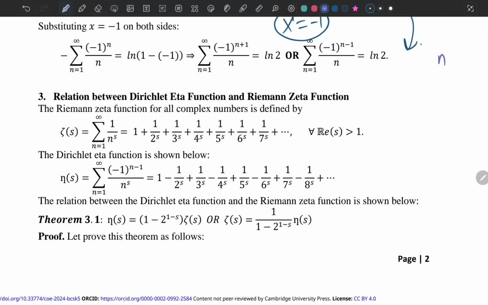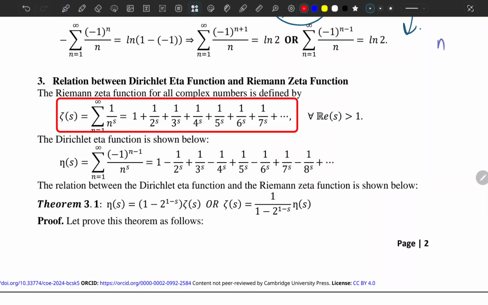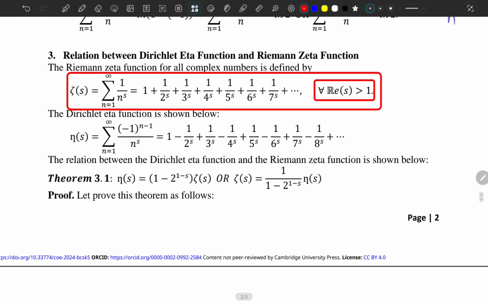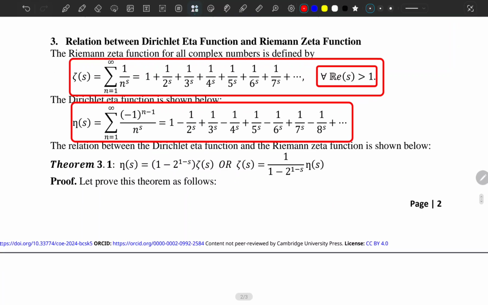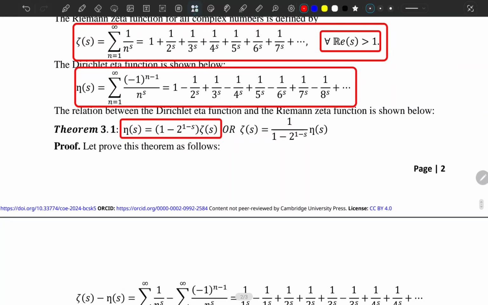Yeah, so here comes the important part, and here is the Riemann zeta of s. Just be careful about the condition that it is applied for: the real part of s should be greater than 1. And if we talk about the Dirichlet eta function, it is here as we talked about earlier, right? Okay, so basically this is the relation that we are going to prove here, right?